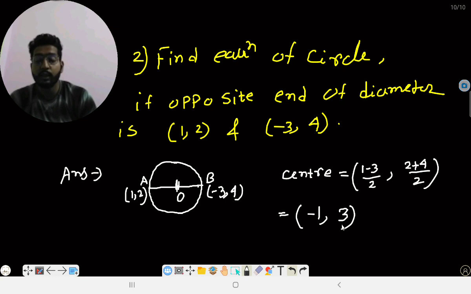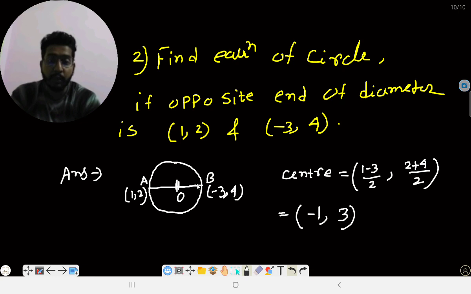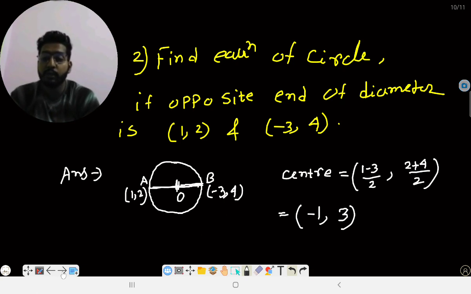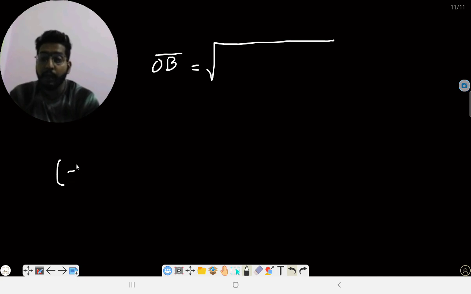Okay, so center done. Now we need to find the radius of this circle. If I look properly, OB or OA, either one is the radius of the circle. So suppose I am finding OB, that will be the radius. So what is the formula? We know the value of O: O is the point minus 1 comma 3, and B is the point minus 3 comma 4.